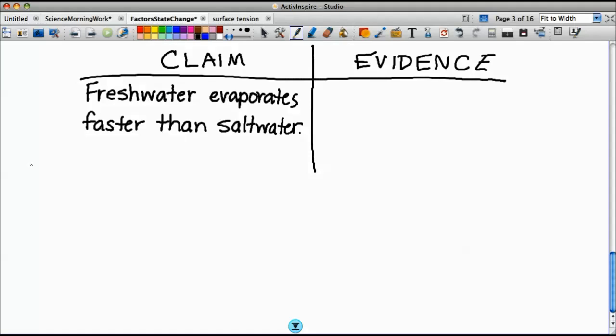Olivia, read how you wrote it. Both started with 40 milliliters, and fresh water lost 3 milliliters, and salt water lost 0. Did you hear how she said the fresh water lost 3 milliliters, and the salt water lost 0 milliliters? Now, I'm not going to fill that in the evidence since you did it on your own. Everybody's is going to be different.